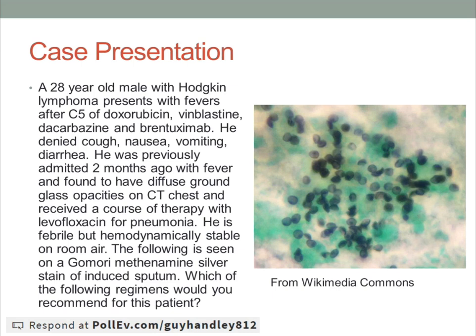Starting with the case, a 28-year-old male with Hodgkin lymphoma comes in with fevers after cycle 5 of doxorubicin, vinblastine, dacarbazine, and brentuximab. Denies cough, nausea, vomiting, diarrhea. He was previously admitted 2 months ago with fever and found to have ground glass opacities on a CT chest, and he was given a course of levofloxacin for pneumonia. He is febrile but hemodynamically stable on room air. The following is seen on a GMS stain of induced sputum. Which of the following would you recommend for this patient?